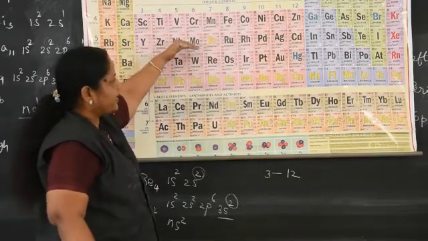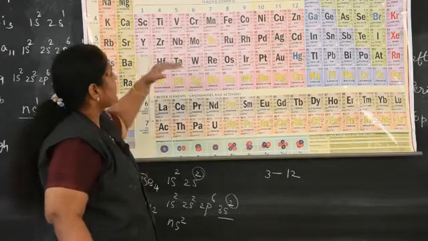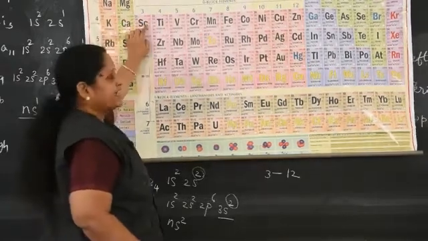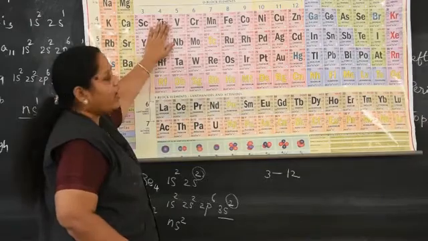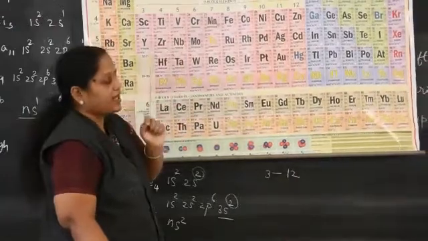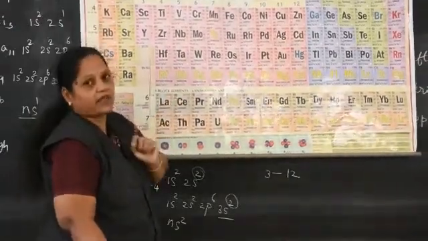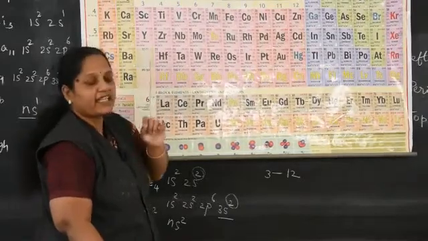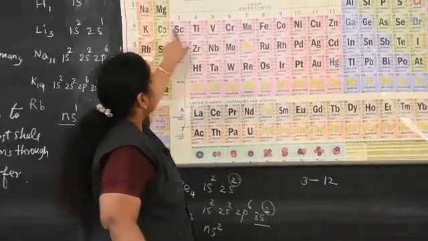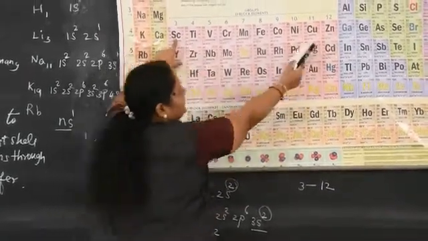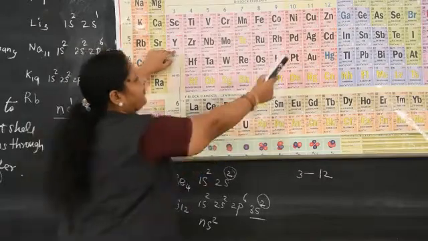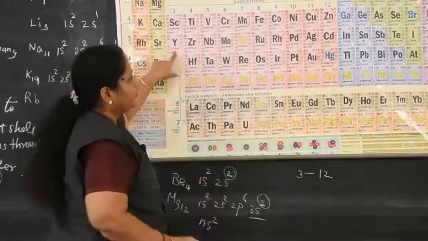40 elements are further divided into 4 series. Each series contains 10 elements. So the first series is called the 3d series. When you write the electronic configuration for this, the last electron is in the d orbital only. What type of d orbital? 3d orbital. That's why starting from scandium to zinc, these are called the 3d series.